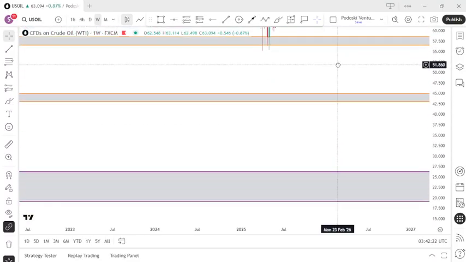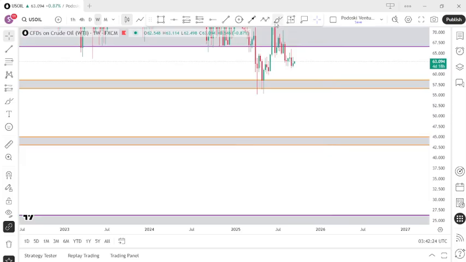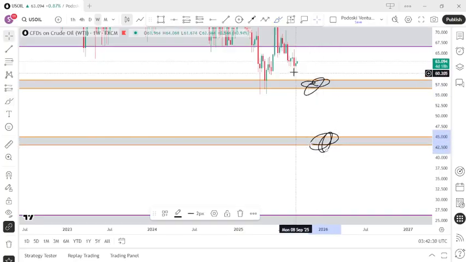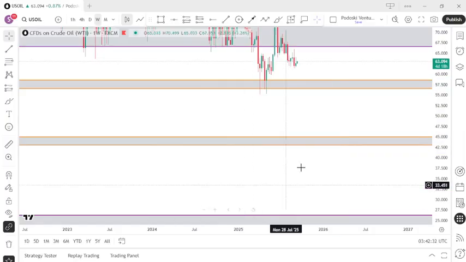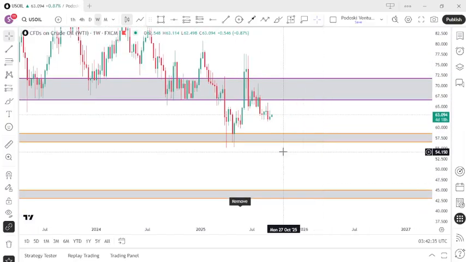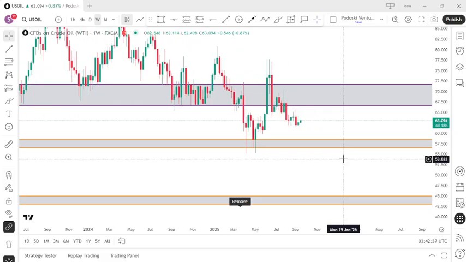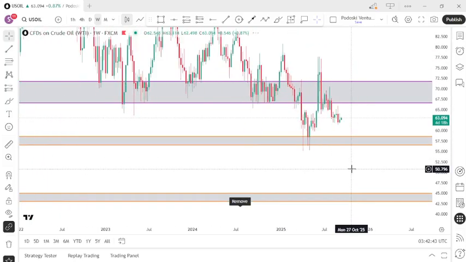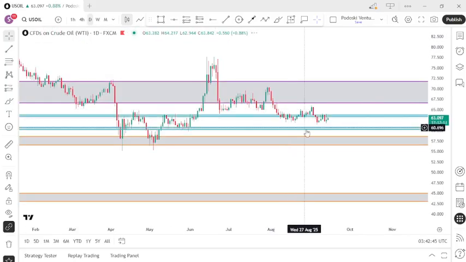Here we are on the weekly time frame. I have my weekly midway zone here, my weekly lower zone here. From the weekly time frame, we see that price, just like I said on the monthly, is moving to the downside, and that's exactly what you are seeing on the weekly. So let's go to the daily.